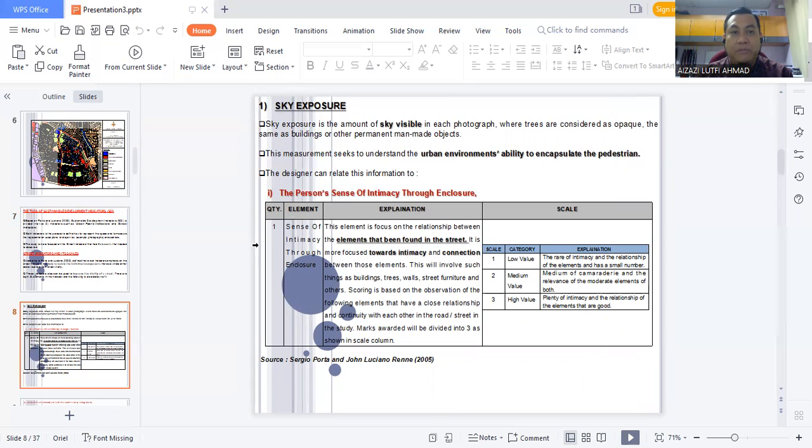First is the sense of intimacy through exposure. It means the elements that can be found in the streets, and all the indicators are scaled: 1 for low value, 2 for medium value, and 3 for high value. This is the explanation of low value, medium value, and high value.